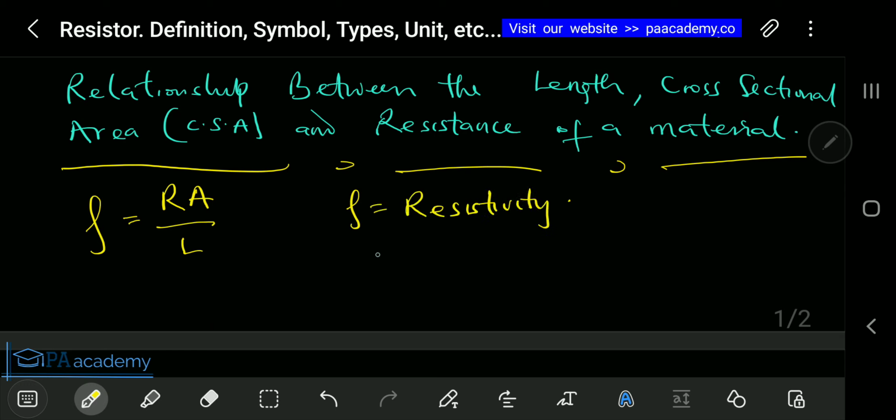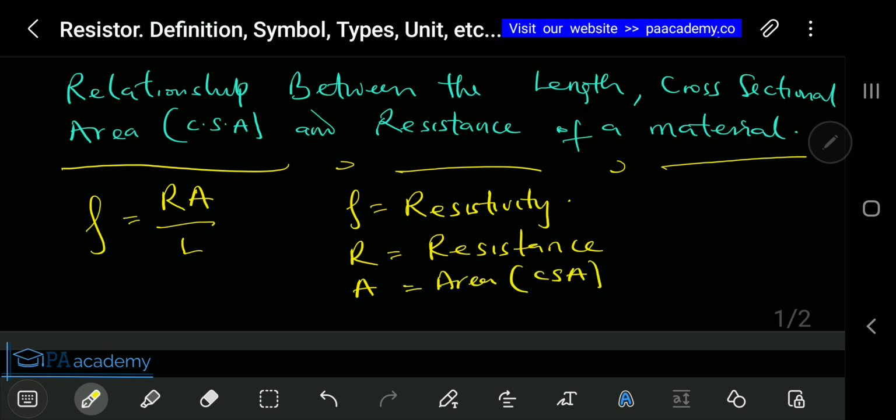Resistivity, and then R is for resistance. A is the cross-sectional area, so I can write that as area, CSA, cross-sectional area. And L is the length of the conductor or the wire. So this is the relationship between the length, the cross-sectional area, and the resistance of a material.